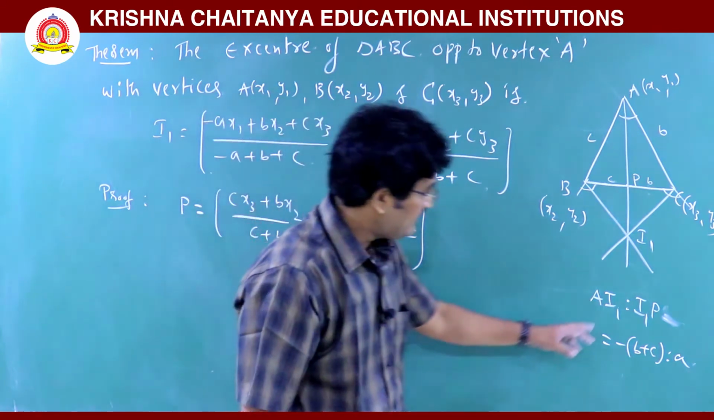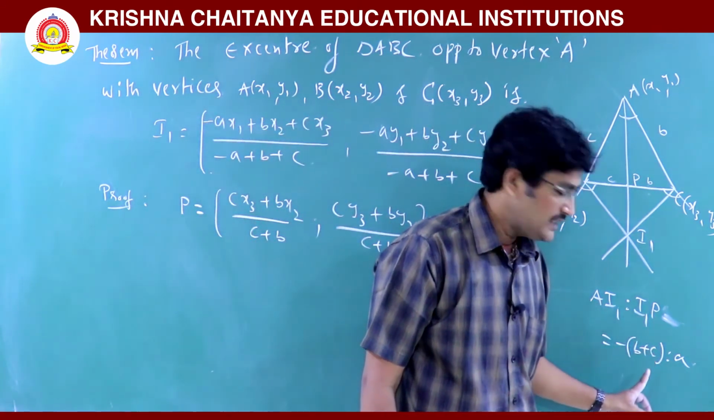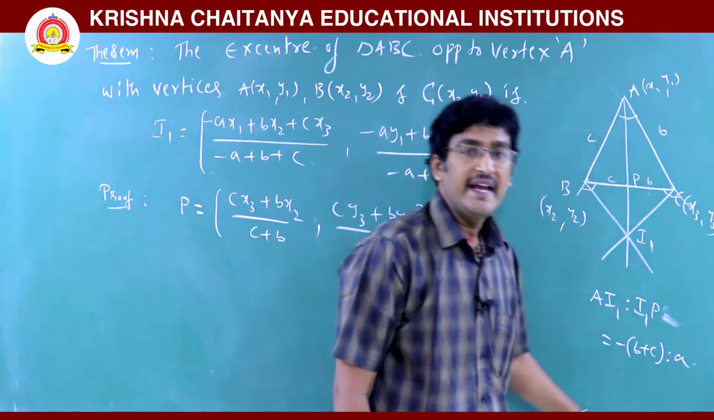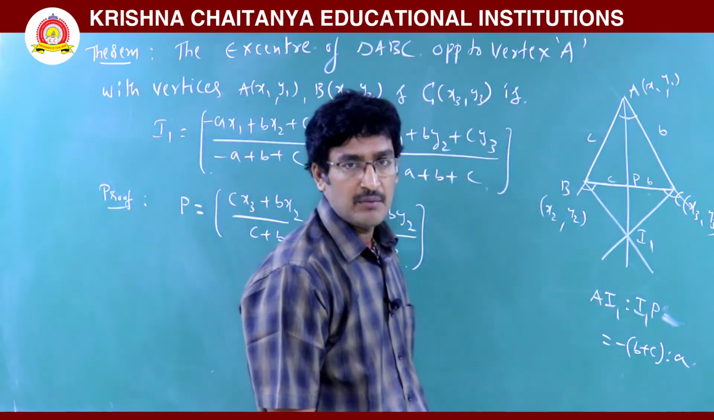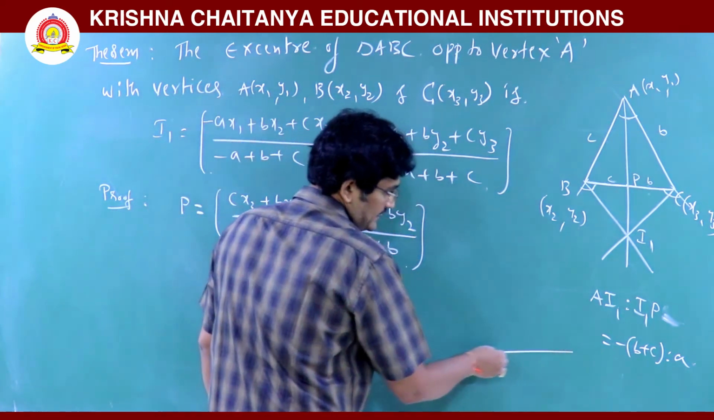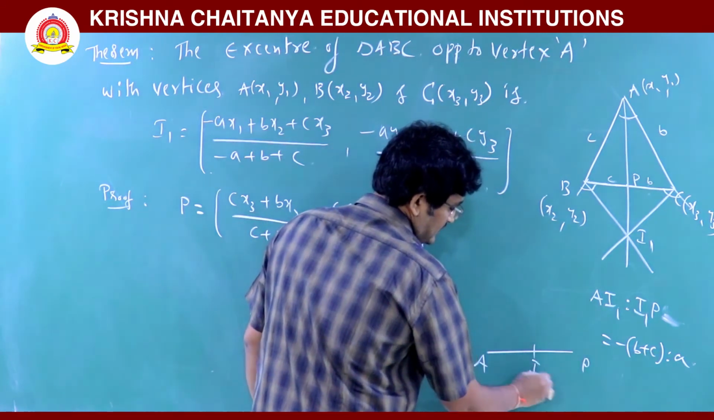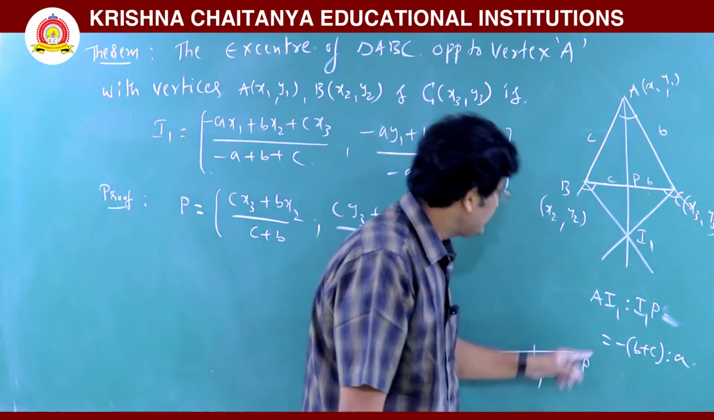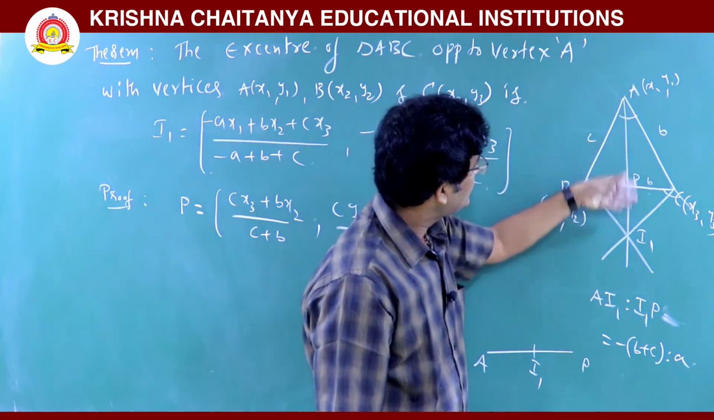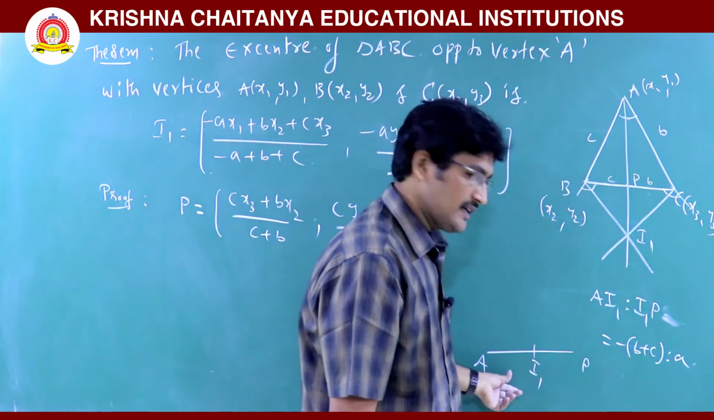That means I1 divides AP bar in the ratio B plus C is to A externally. So, I have to take the external formula there. Just let me draw the rough diagram. This is A, this is P, this is I1. Actually, I1 is not located between A and P. I1 is located outside of AP bar, but it is a rough diagram.